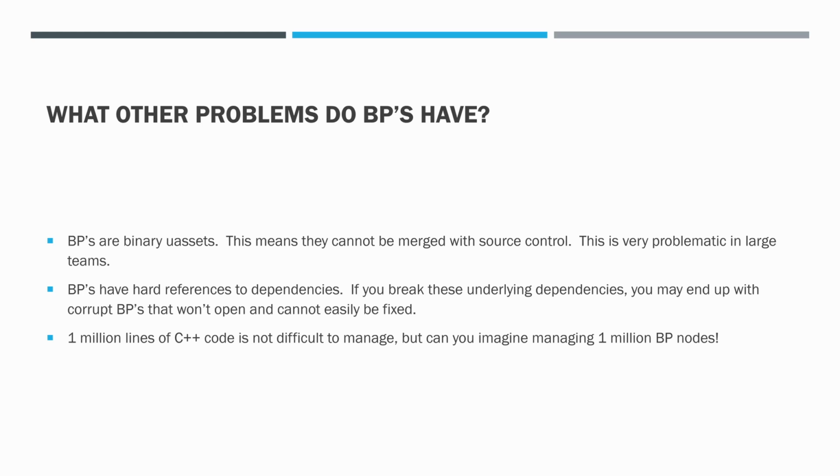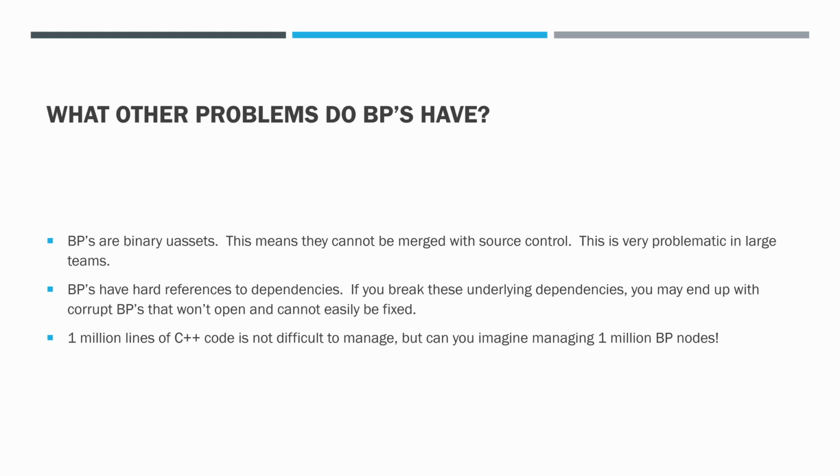Blueprints are binary U assets. This means they cannot be merged with source control. This is very problematic in large teams. With text-based code, if one programmer is working on the file and another programmer is working on the same file, when you get done, you can merge the two together. Either they worked on different sections of the code and it just auto merges with no human intervention, or they worked on the same lines of code and then you see one programmer's work on one side, the other programmer's work on the other side, and you can work out the differences.